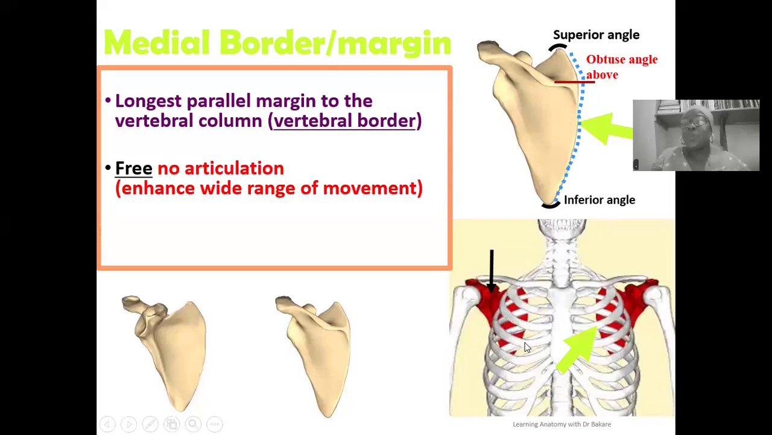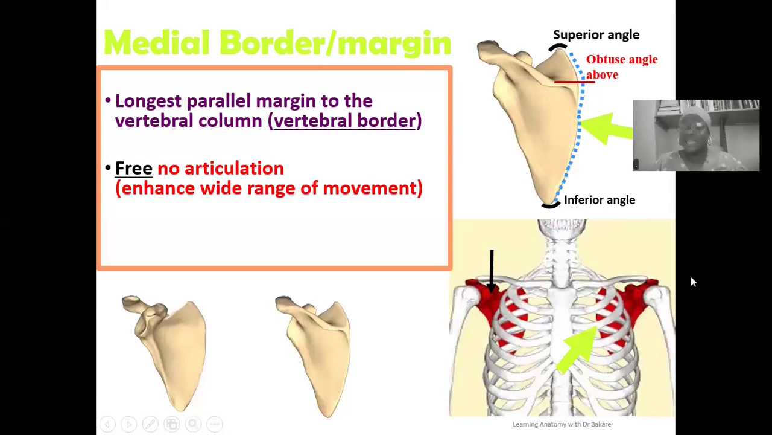Because of this freedom, it is able to impact also on the lateral border where it is connecting with the humerus. And this is where it is able to allow for a wider range of movement. That is why you see that the upper limb exhibits a wider range of movement. It's because of the freeness that is created around the medial border, which is also impacted on the lateral edge where it is connecting on the upper limb.